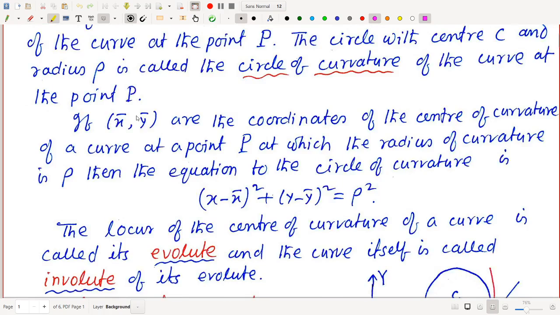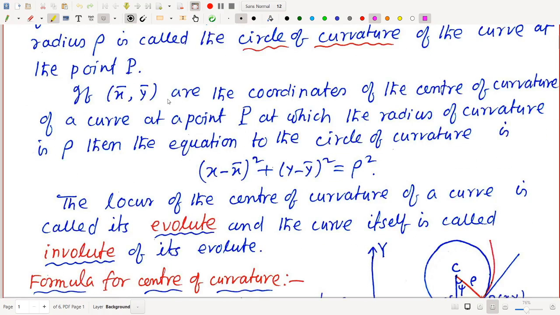If (x bar, y bar) are the coordinates of the center of curvature of a curve at a point P at which the radius of curvature is rho, then the equation of the circle of curvature is (x minus x bar) square plus (y minus y bar) square equal to rho square. Center (x bar, y bar), radius rho. So this is the equation of the circle of curvature.